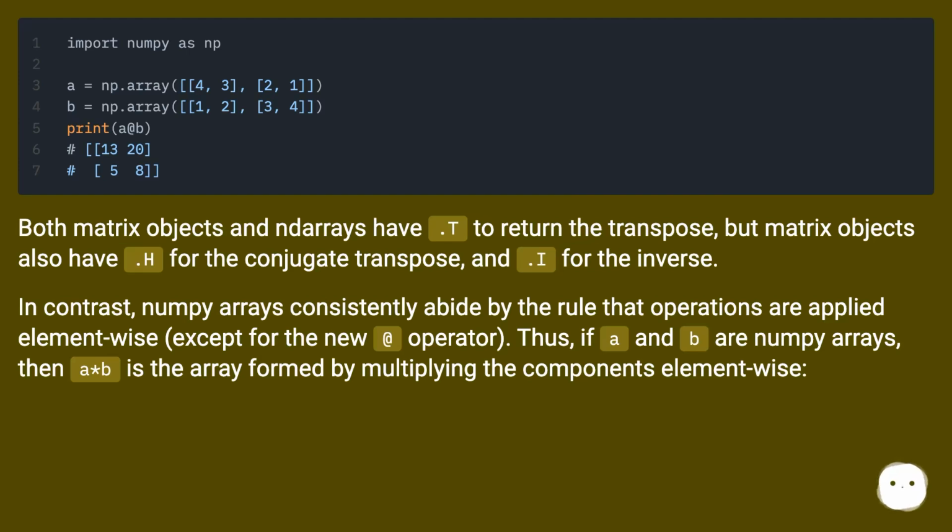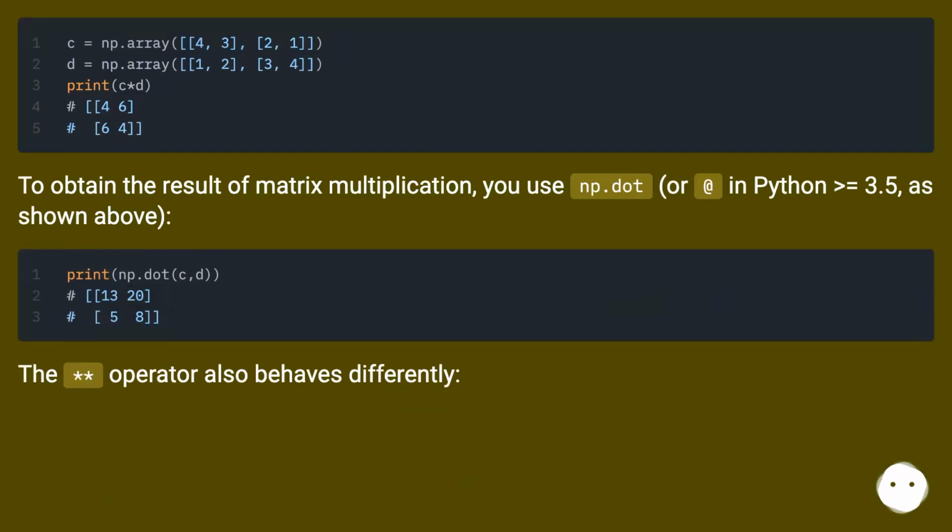In contrast, Numpy arrays consistently abide by the rule that operations are applied element-wise, except for the new @ operator. Thus, if A and B are Numpy arrays, then A * B is the array formed by multiplying the components element-wise. To obtain the result of matrix multiplication, you use np.dot, or @ in Python >= 3.5, as shown above.